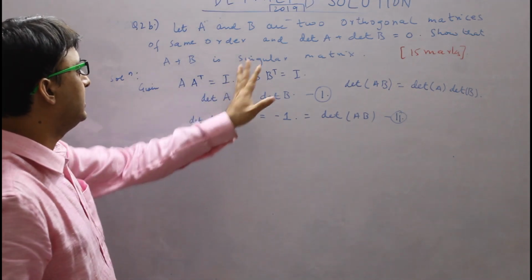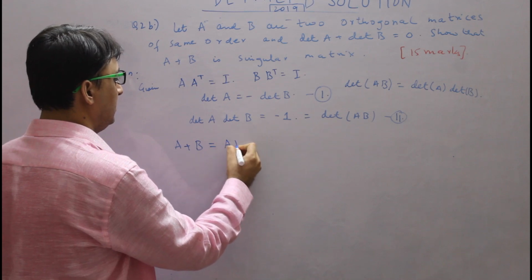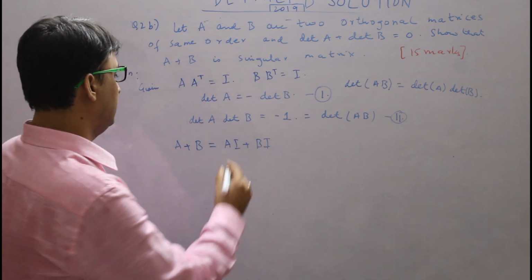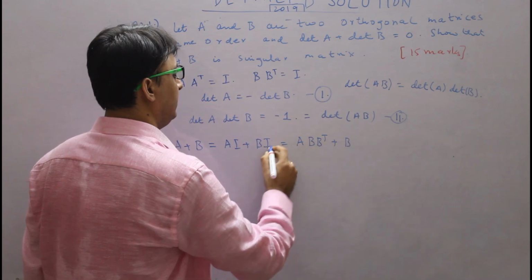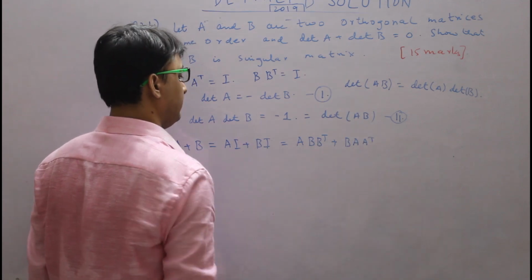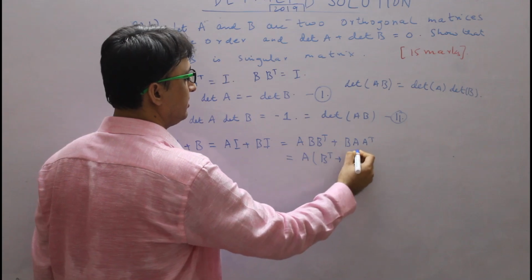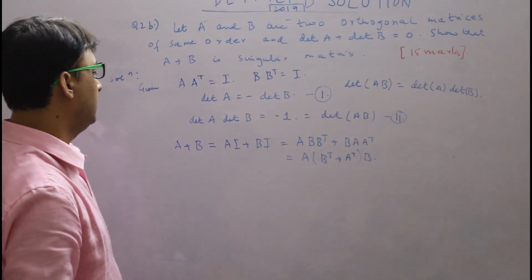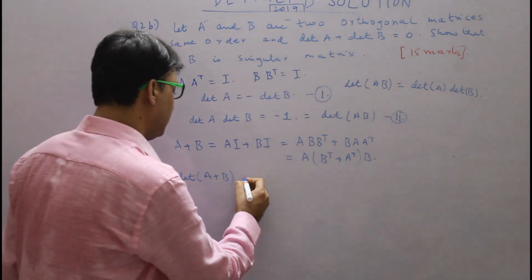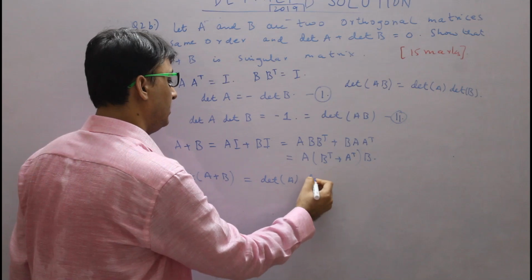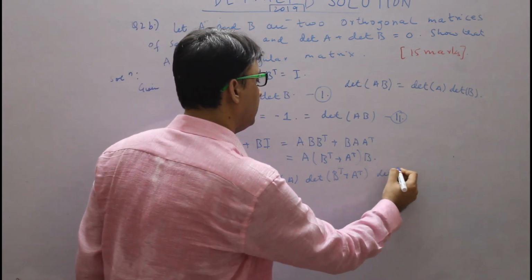So I will write A plus B is equal to AI plus BI. This can be written as A into B B transpose plus B, and in place of I here I can write A transpose. Now I will take A common. I can write this as B transpose plus A transpose, and whole B I will take common. Okay. Now I will take the determinant, that is A plus B. So this can be written as determinant of A into determinant of B transpose plus A transpose into determinant of B.